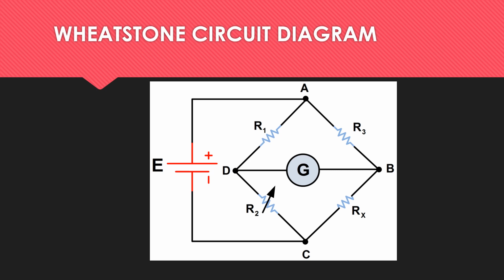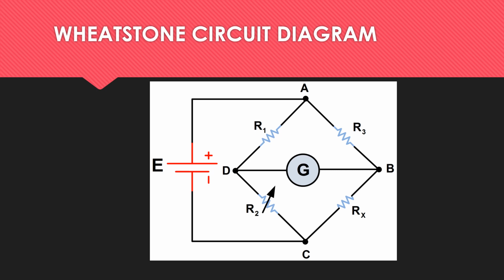Now, when a current flows from the battery, that current splits at point A, and part of it goes to R1, some current goes to R3. But when R2 is adjusted, at some position there will be no current flowing through the galvanometer. So the potential difference across R1 is the same as the PD across R3. Similarly, the PD across R2 will be the same as the PD across Rx.